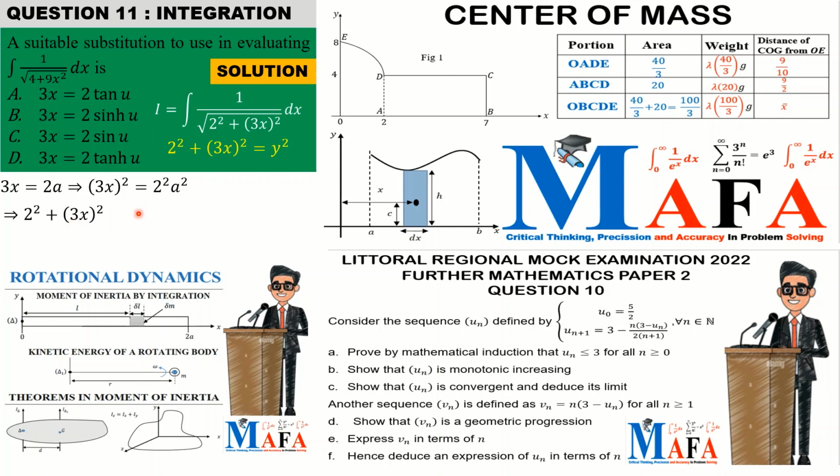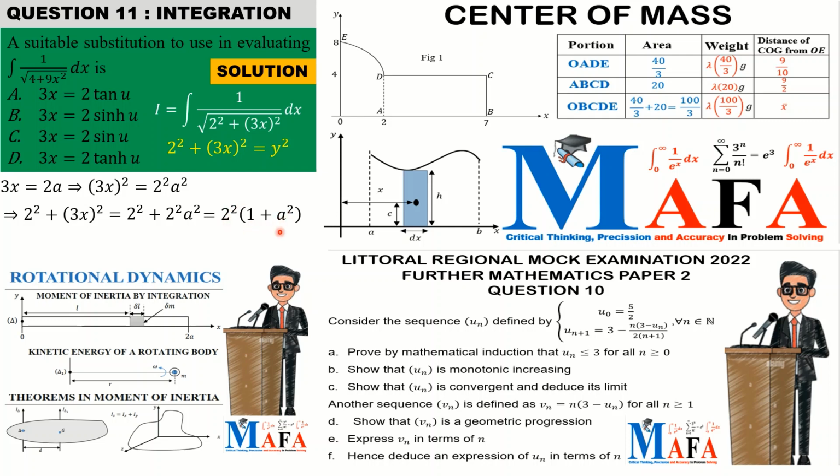From there, if we substitute back (3x) all squared into our original expression, we get 2 squared plus 2 squared times a squared, because (3x) all squared is 2 squared times a squared. Now from there, we factor out 2 squared and we get 2 squared into (1 plus a squared).